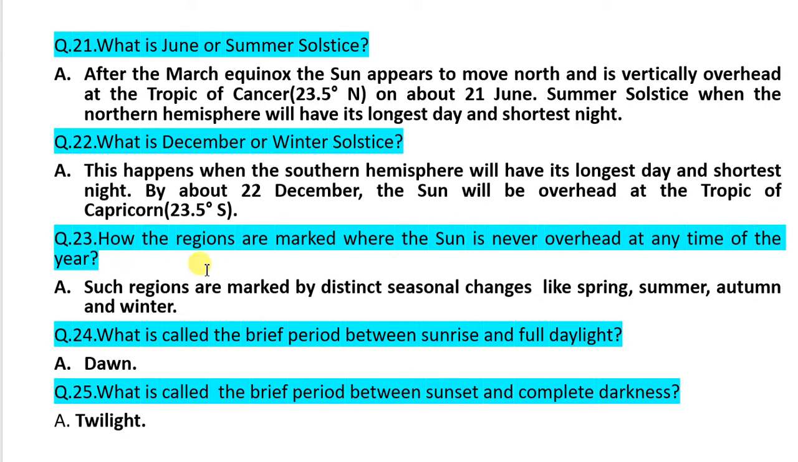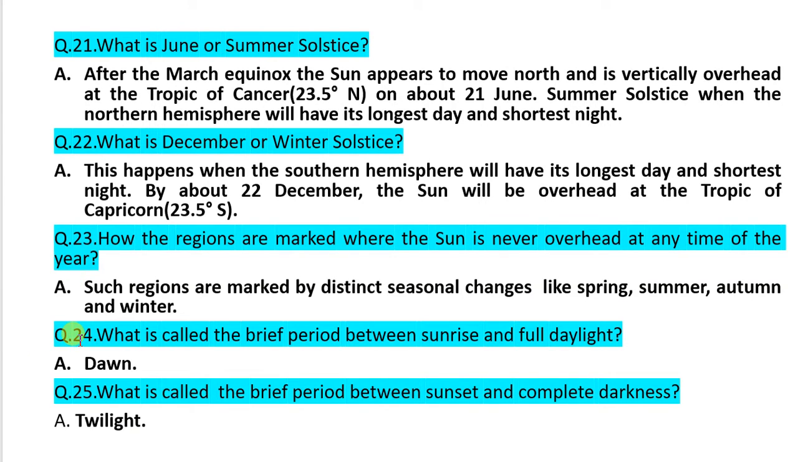Next question, how the regions are marked where the sun is never overhead at any time of the year? Answer is such regions are marked by distinct seasonal changes like spring, summer, autumn and winter. Such regions are classified as having distinct seasonal changes like spring, summer, autumn and winter.